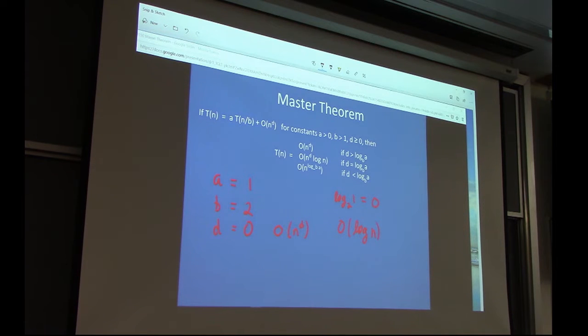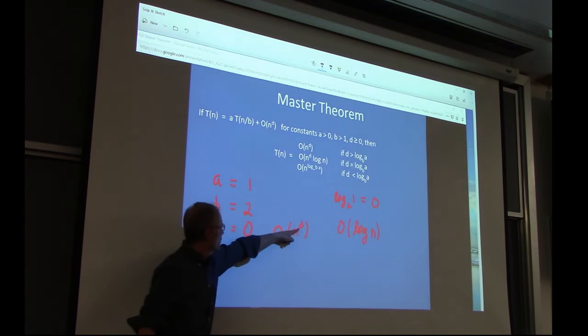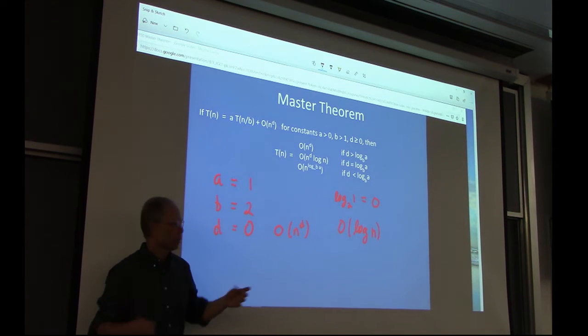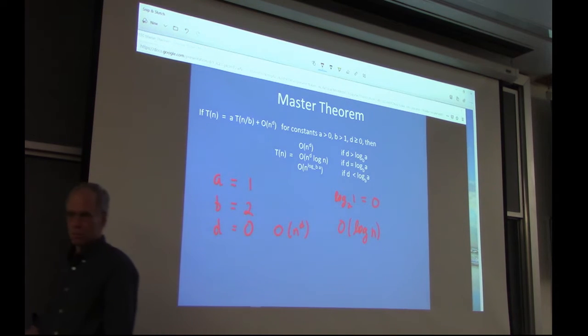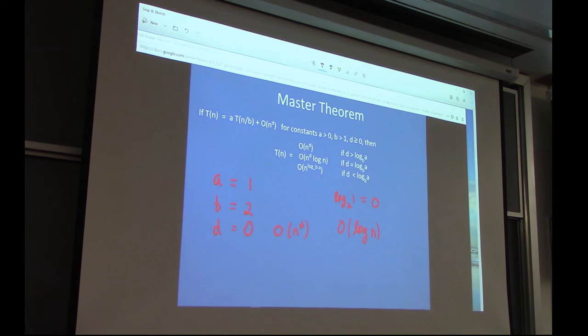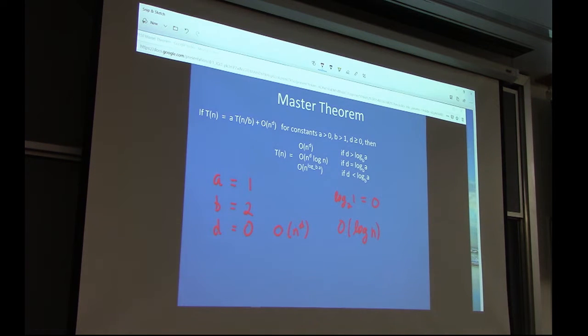Yeah? I'm a little confused about the D. If it's constant time, then why isn't it 1? Well, okay, if we make D 1, then we're saying the work exclusive of recursion is O of n. Okay? Which is true, but it's more precise to say it's O of 1. If constant time is O of 1, you're trying to put the tightest polynomial bound you can on the extra time, on the other time.